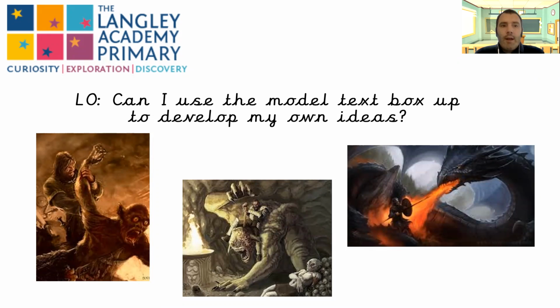So, yesterday we boxed up our model text. We picked out all the features that helped us build our story arc. Today, we're going to use the model text and we're going to box up and develop our own ideas. So we're going to take the box up we did yesterday and develop our own ideas of how to write an overcoming the monster story.